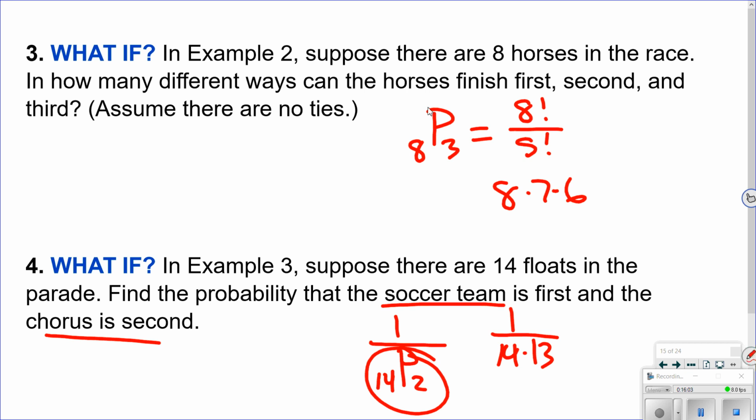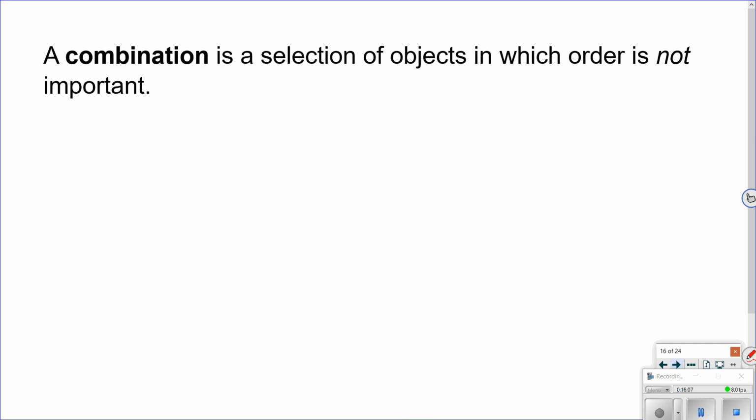Okay, big thing with permutations. In permutations, order matters. That's important because we're going to talk about combinations right now. A combination is a selection. Notice it doesn't say an arrangement. It's a selection of objects in which order is, this is important, not important. So the order doesn't matter.